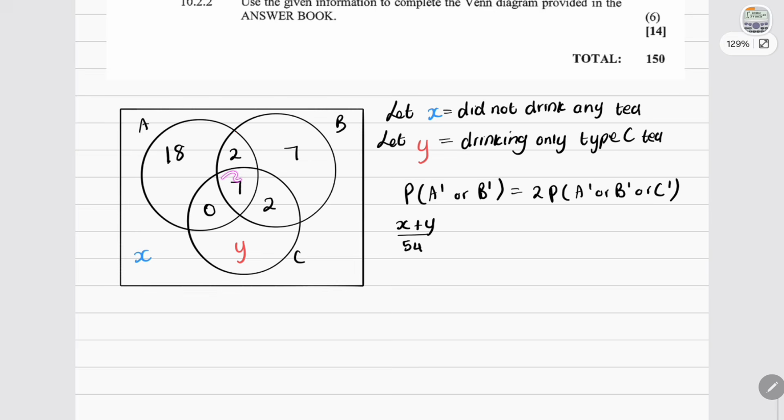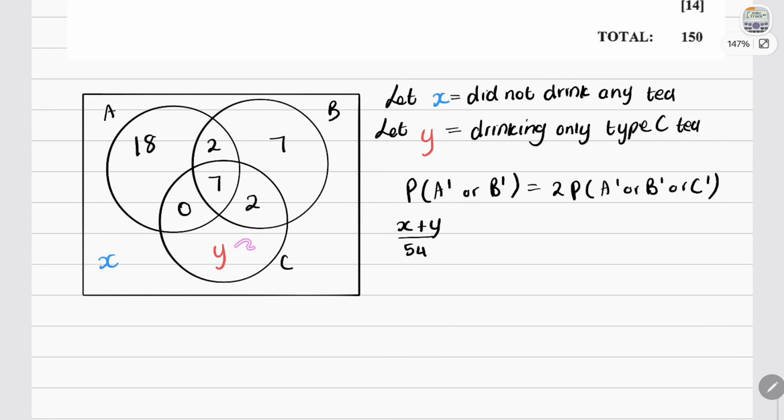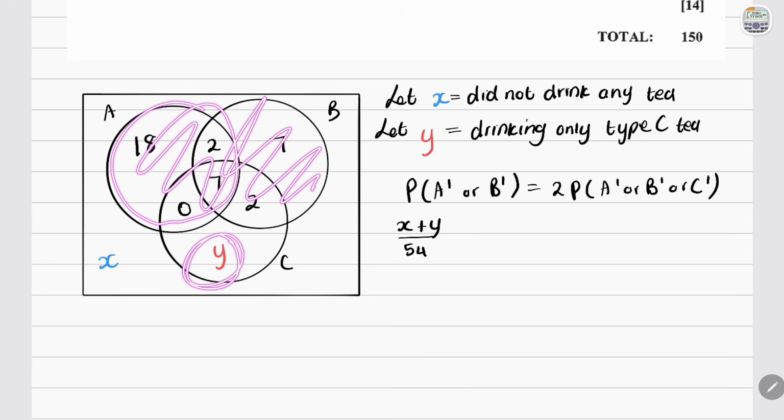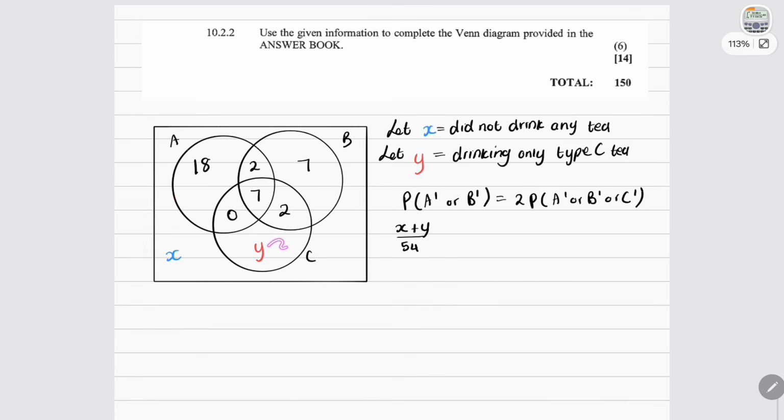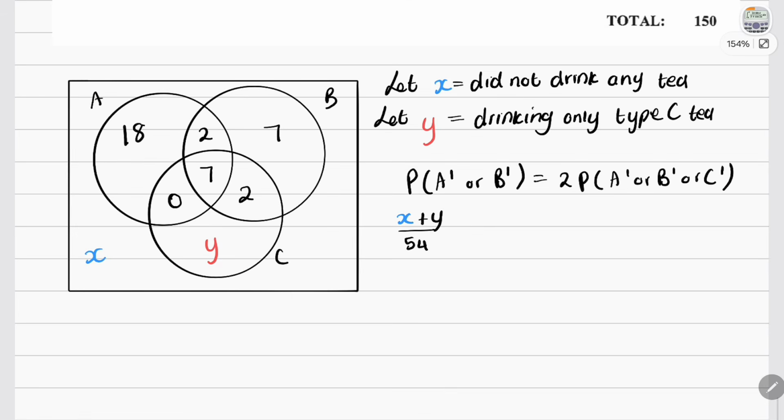Initially when I saw this, I thought, okay, since they say the probability of not A or B, I just excluded A and I excluded B. But then I was like, no, this is still here, so that can't be the case. From what they're saying, probability of not A or B can't just be this. It's not C only. It's C only and then the people outside. So that is the X plus the Y.